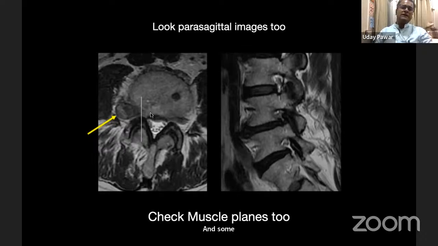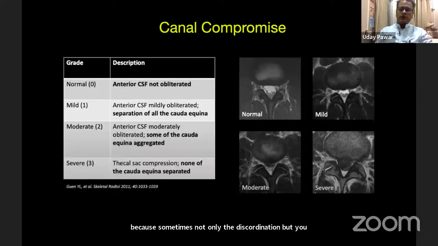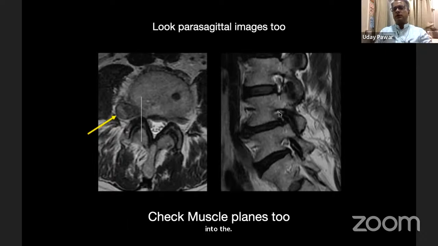So make sure that you see the parasagittal images in both the sagittal as well as the axial images. Once you have a clinical dermatomal or myotomal listing of the patient, you try to correlate on the MRI. If this patient has a right-sided L3 or L4 radiculopathy, I should see the L4 or the exiting root in this patient. So make sure that you check the parasagittal images, because sometimes not only the disc herniation, but you can see some facet hypertrophy jutting into the spinal canal, or the space available for the nerve root reduces.